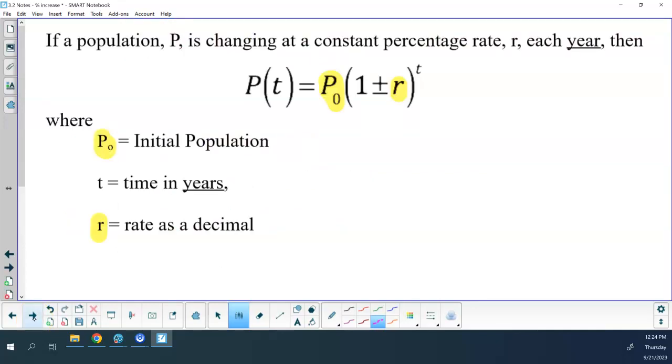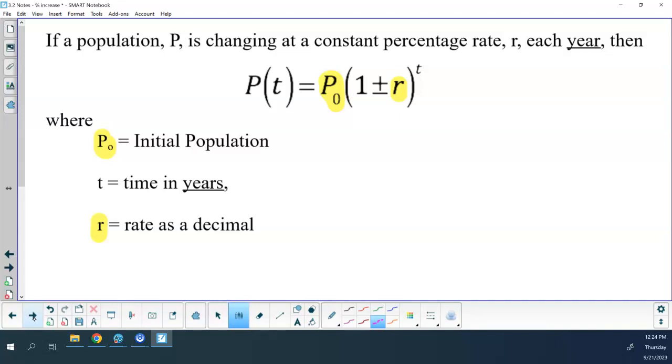Now, if our population, and we say population here, and it's a very loose term, because population could be many different things. Population could be spores in a petri dish. Population could be the value of a vehicle or the value of an object. Population could literally be the population of a city. Population could be a number of leaves that are on the ground. So population can be many different things here.